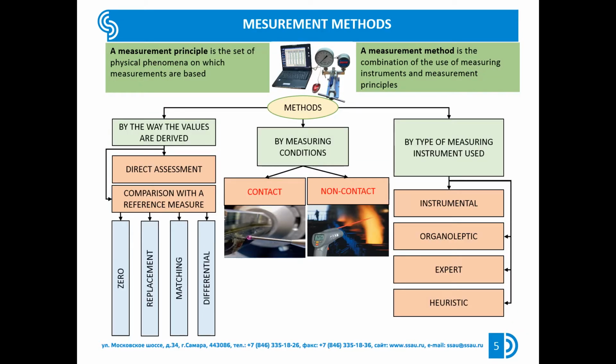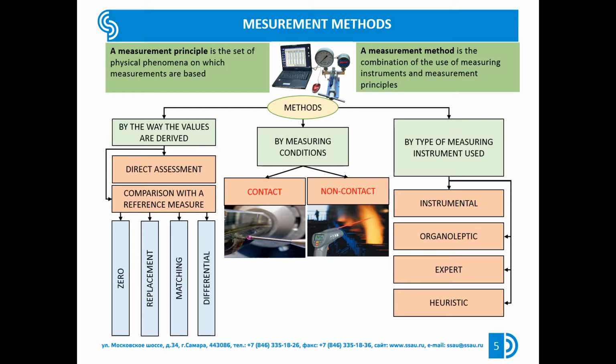All measurements are based on some physical principle. A measurement principle is a set of physical phenomena on which measurements are based. A measurement method is a combination of the use of measuring instruments and measurement principles. A distinction is made between two main measurement methods: the direct assessment method and the method of comparison with a reference measure. The comparison method is subdivided according to the way the measurement is carried out: zero method, replacement method, the difference or differential method, matching method.